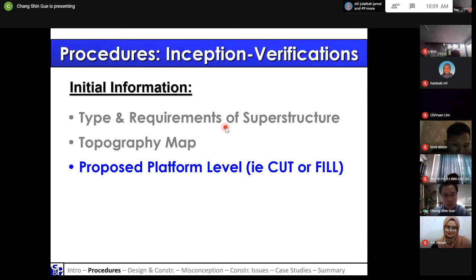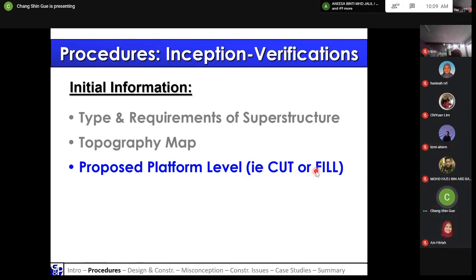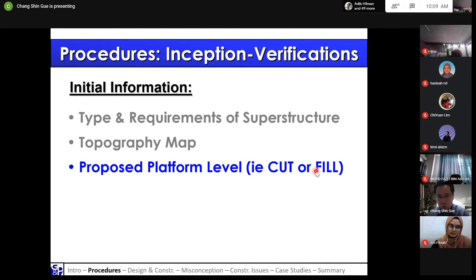And then as a civil engineer, of course, you need to propose the platform level to know how much cut or fill is required. Typically, with earthwork, we try to balance out the cut and fill to minimize importing and exporting, because once you import or export, that will cost money. So you try to cut and fill within the land as much as possible.